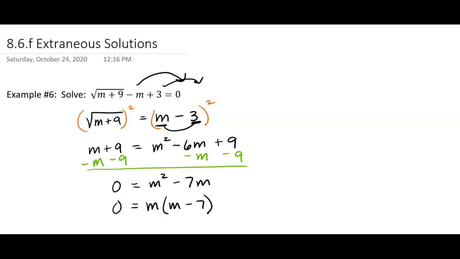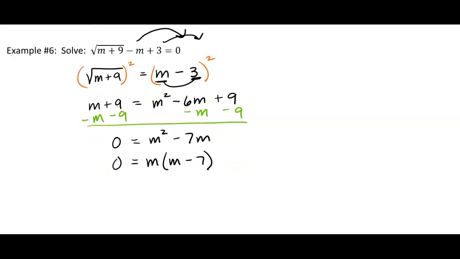This time our quadratic equation was not a trinomial, but that's okay. All right, so we get two solutions here. m could be 0, because right there, 0 times whatever is just going to be 0. Or m could be 7. Now we're going to have to check both of those answers.